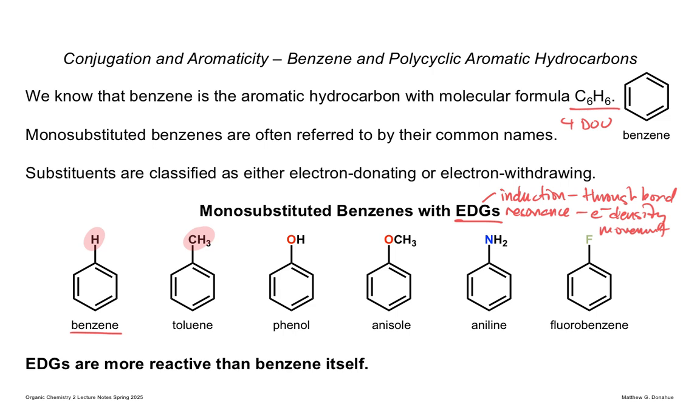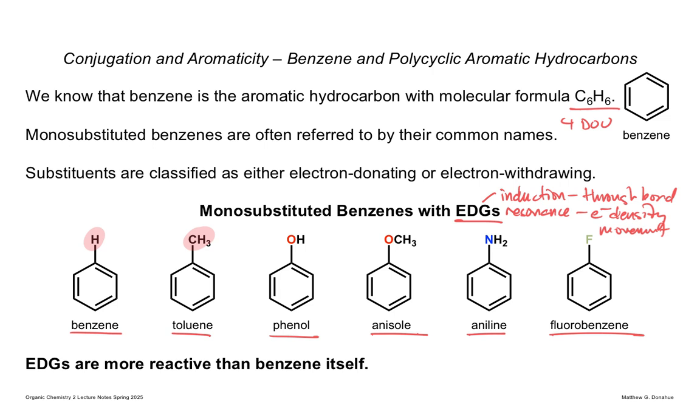Benzene with a methyl group is called toluene. With a hydroxyl group, it's called phenol. With a methoxy group, it's called anisole. With an amine, it's aniline. And with fluorine, it's fluorobenzene. So we'll learn how to take benzene and make not all of these compounds, but some of them.